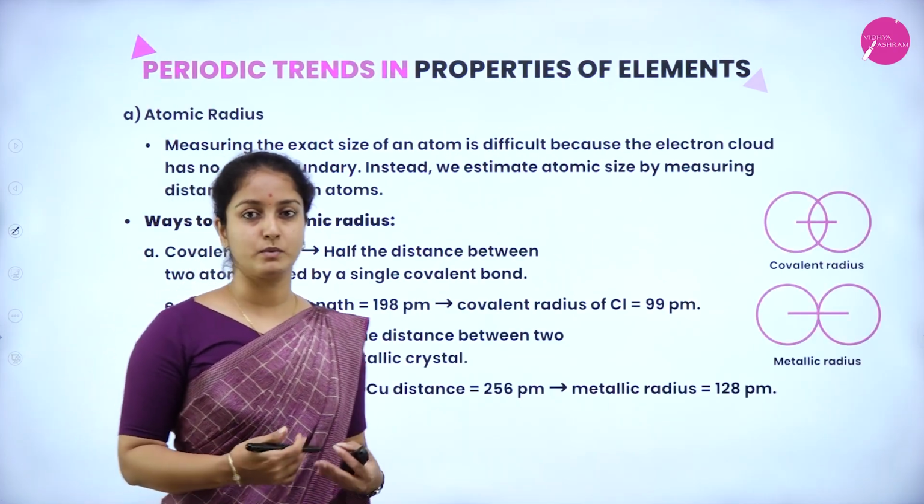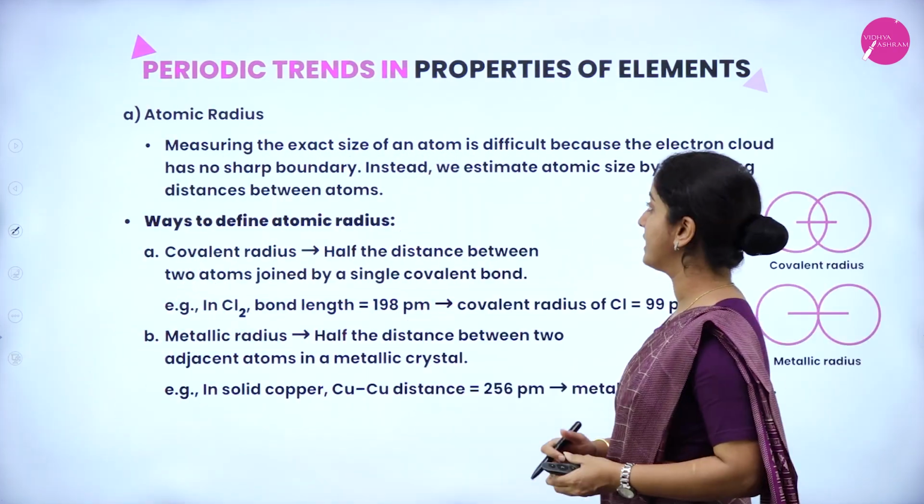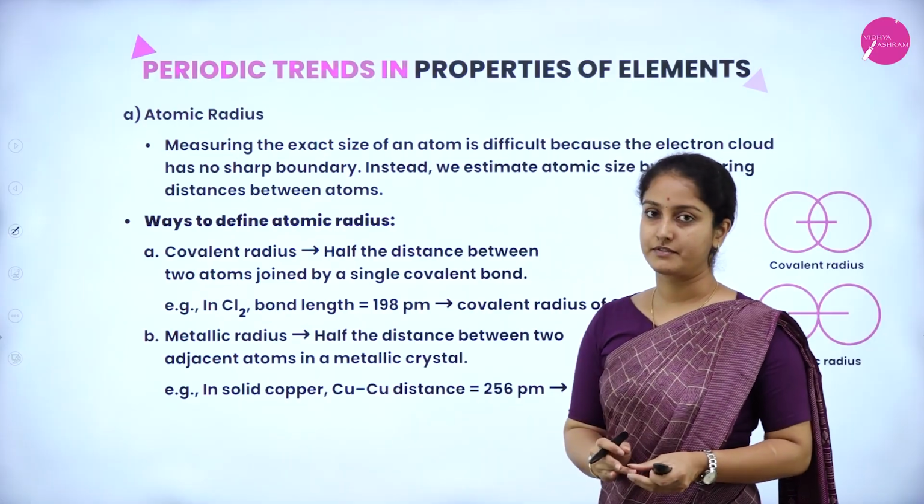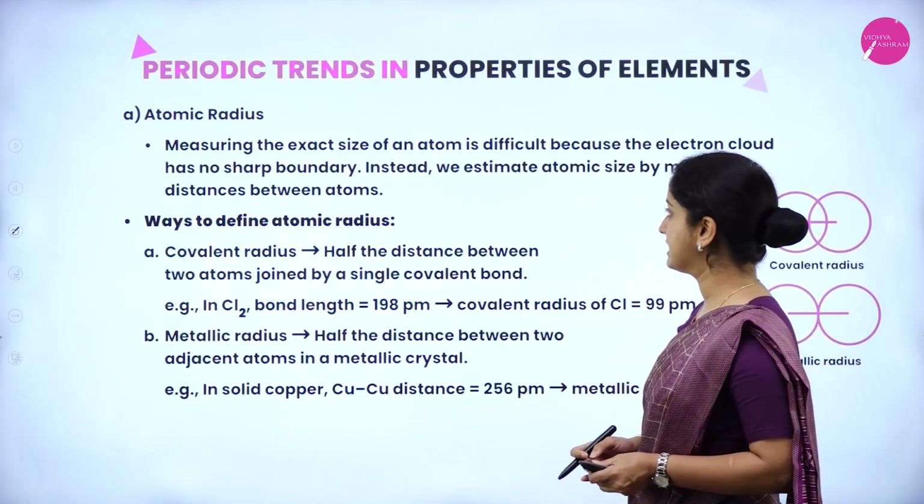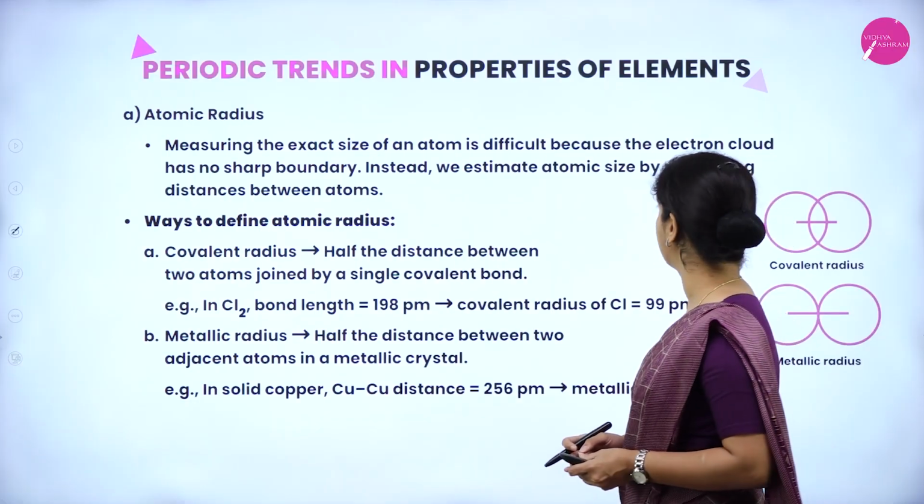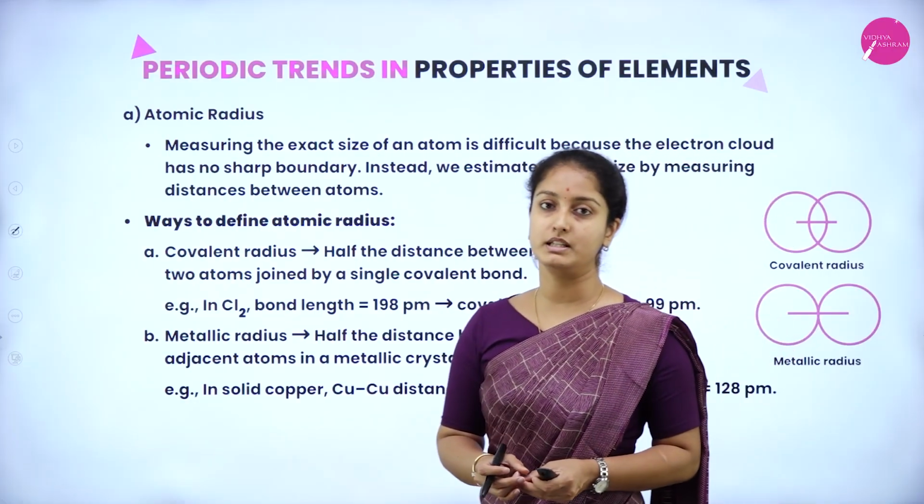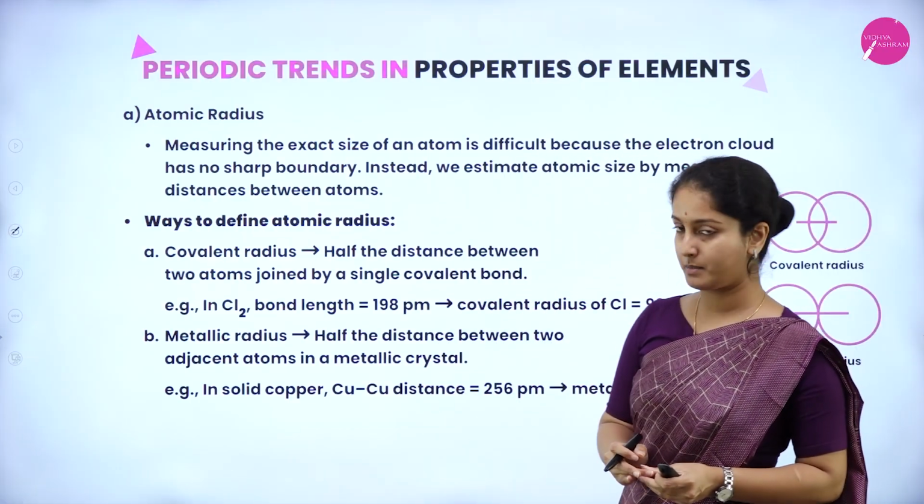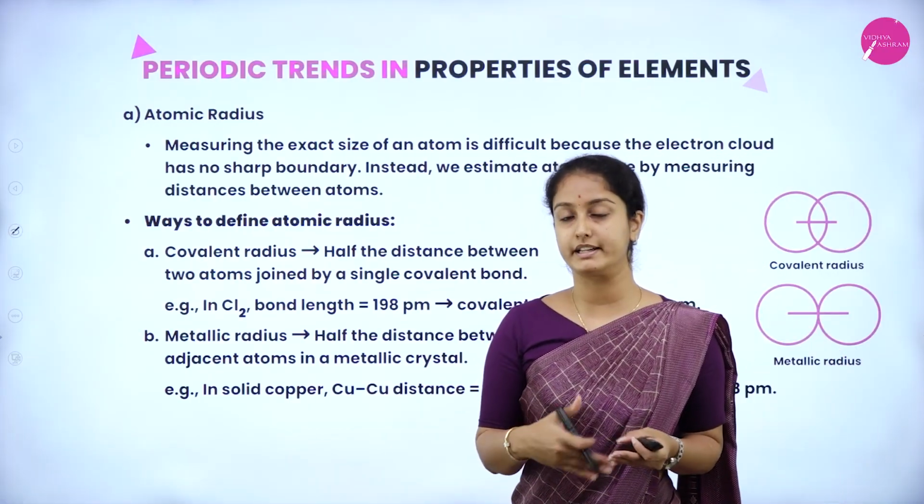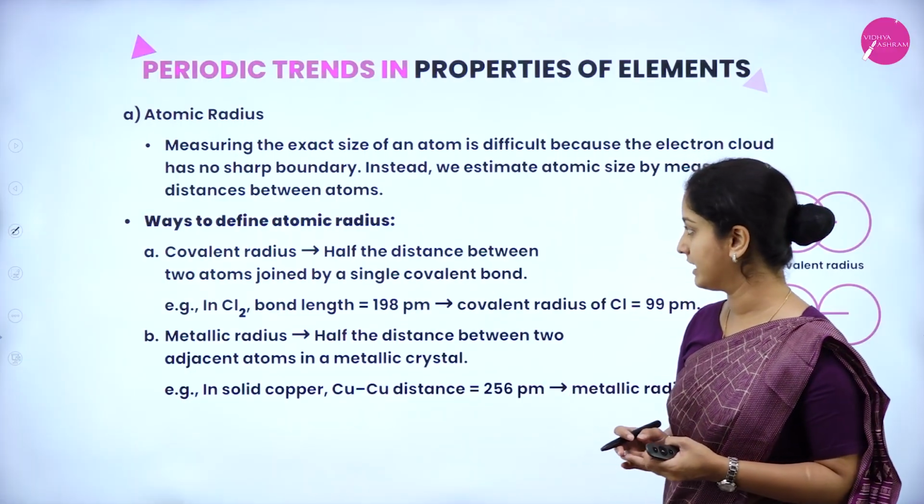So now we shall study what is atomic radius. Measuring the exact size of an atom is difficult because electron cloud has no sharp boundary. So instead we estimate atomic size by measuring distance between the atoms. So therefore there are ways to define atomic radius. One thing is covalent radius and the other one is metallic radius.